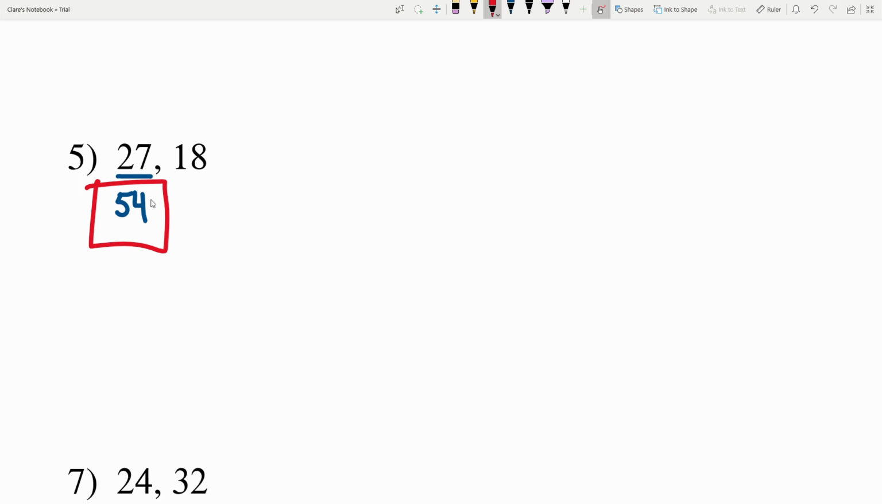27 times 2 is 54, and 18 times 3 is 54. Now, there will be another multiple that 27 and 18 both divide, but this is the smallest one.